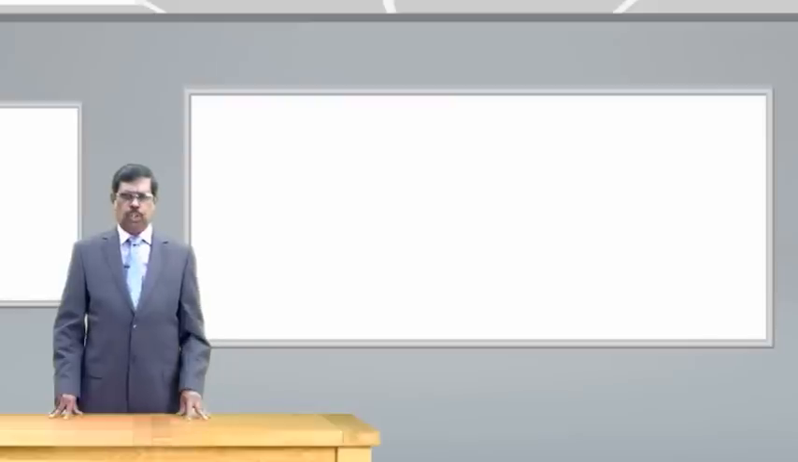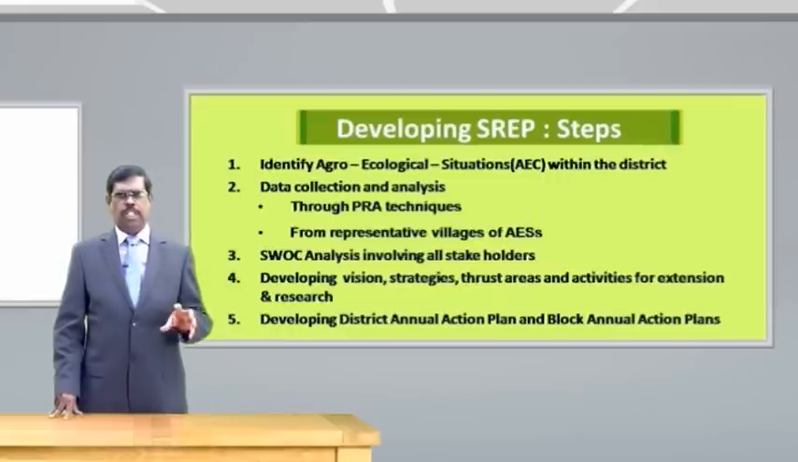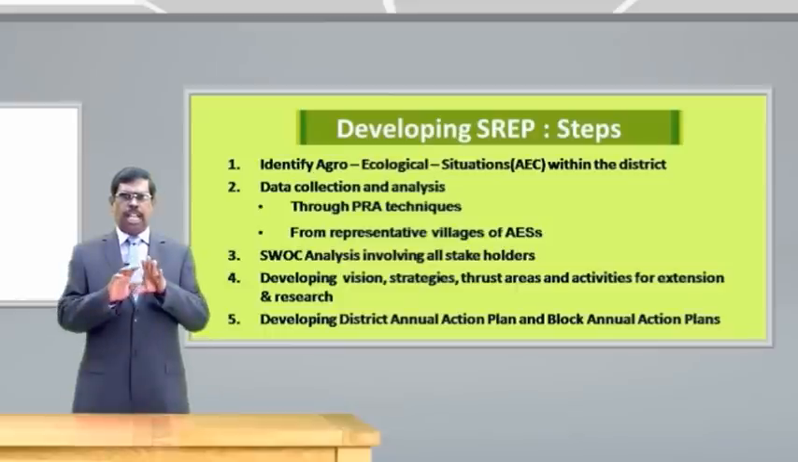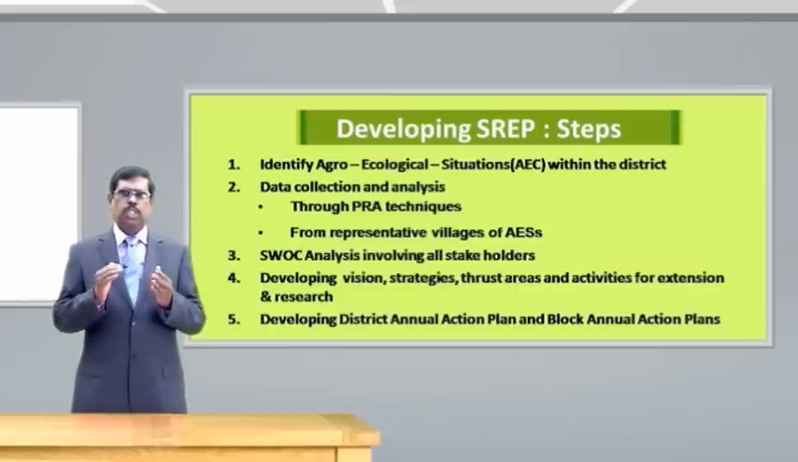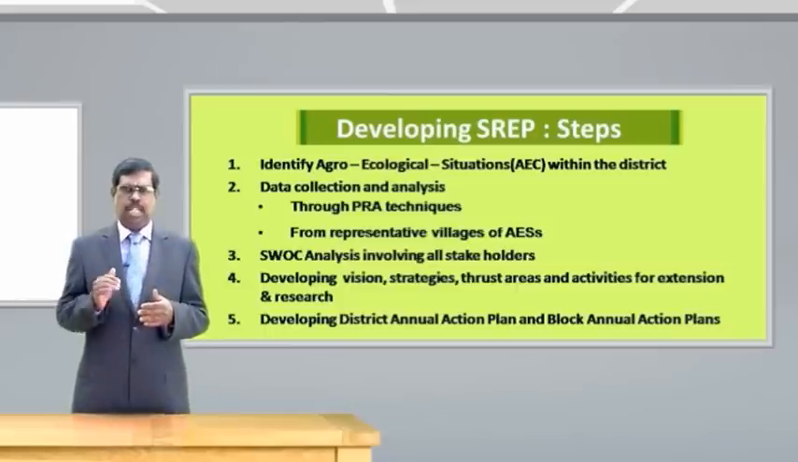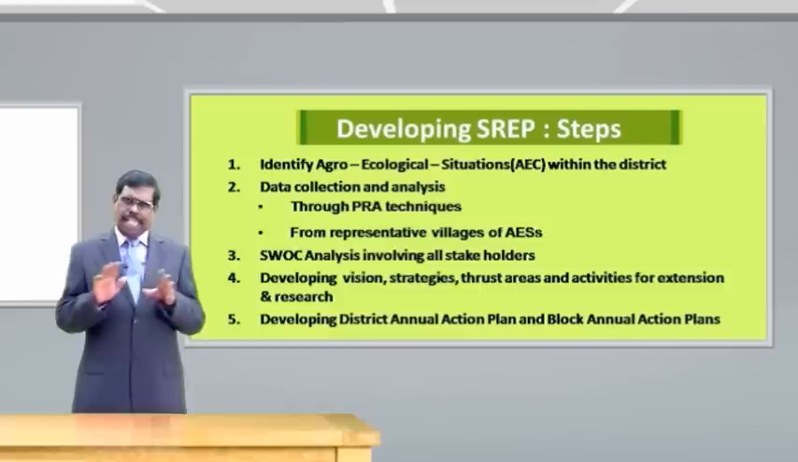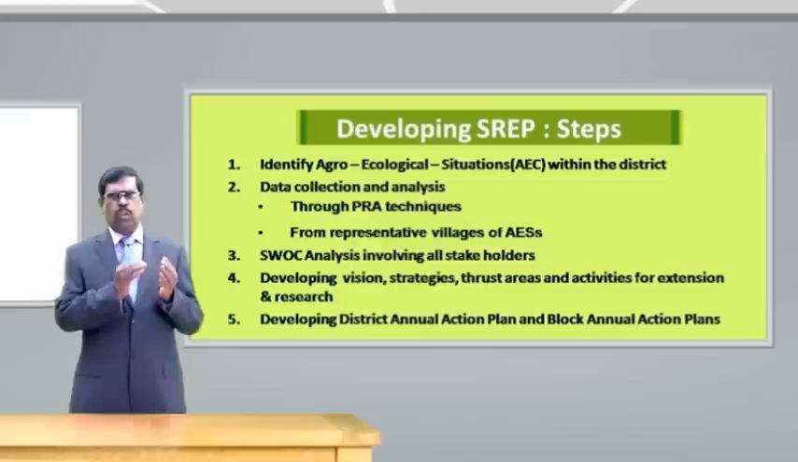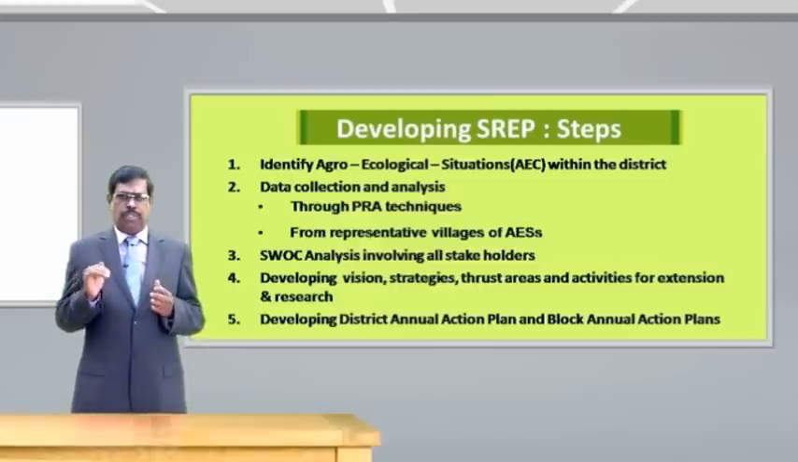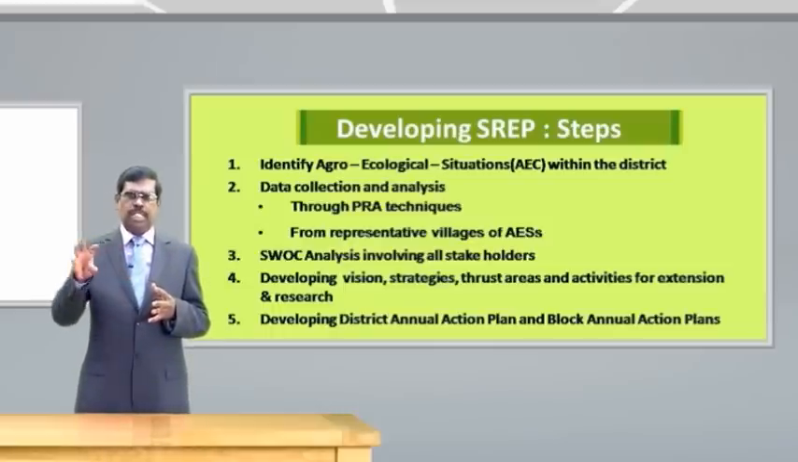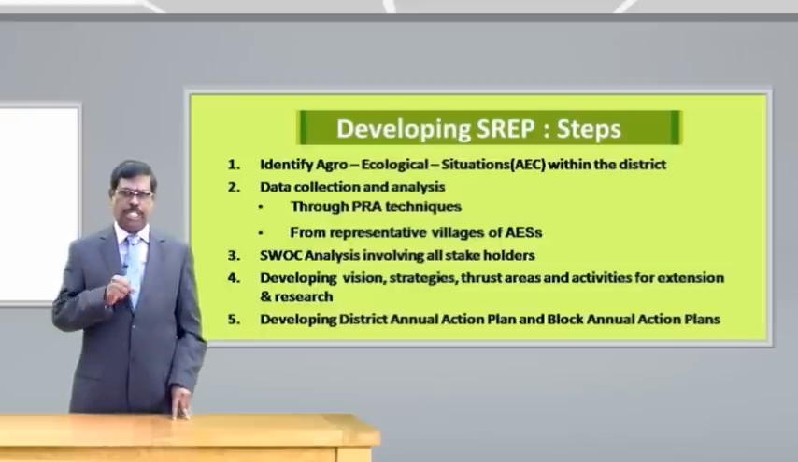As already I told you, to get an overview of the district, we need to first identify the different agroecological situations within the district, because our experience shows that normally a district is not alike, all the blocks are not alike. There may be some variations, and different agroecological situations may prevail. So, first of all, all the stakeholders should sit together and identify what are the various agroecological situations within the district.